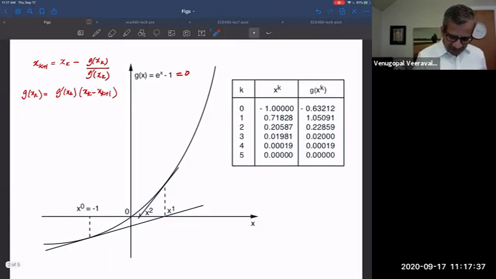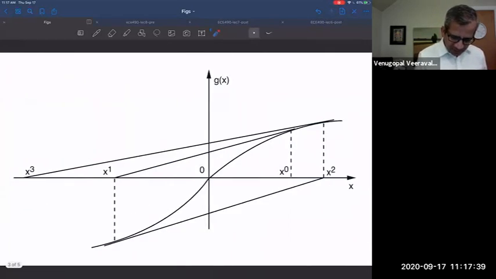And here's an example of what happens when it diverges. These are pictures from the textbook, so you can look it up in the textbook.